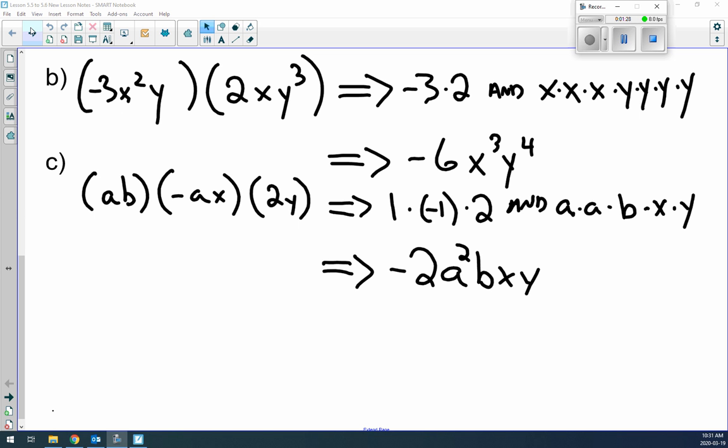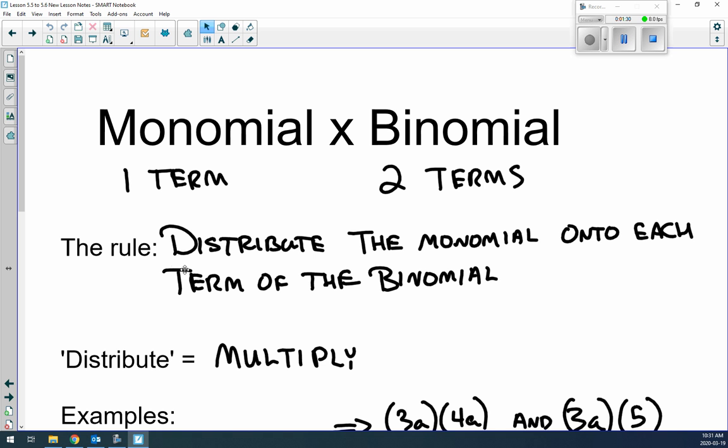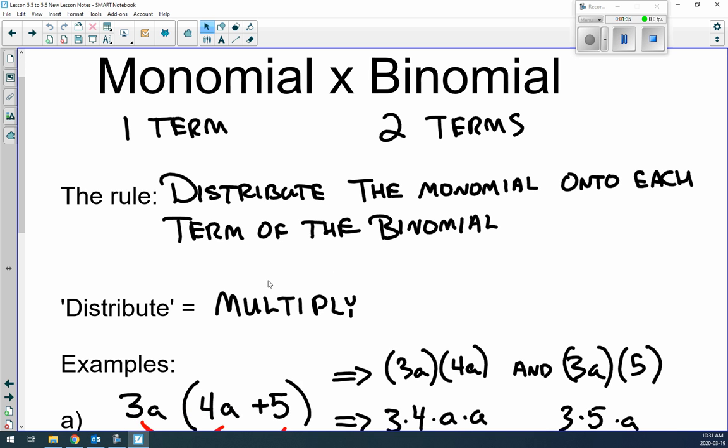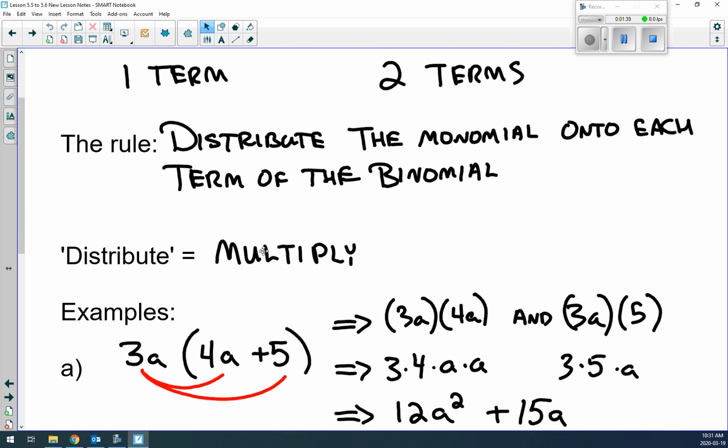Okay, flip page. So let's go monomial times a binomial. Monomial, again, is one term. Binomial is two terms. So what you have to do is distribute the monomial onto each term of the binomial. And distribute means multiply.